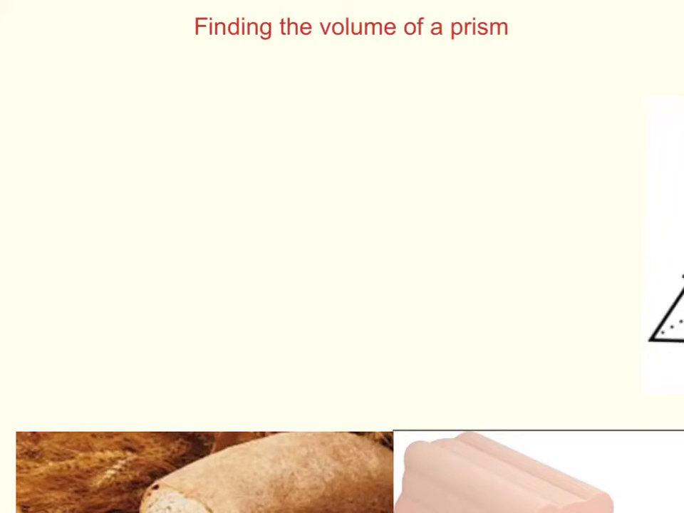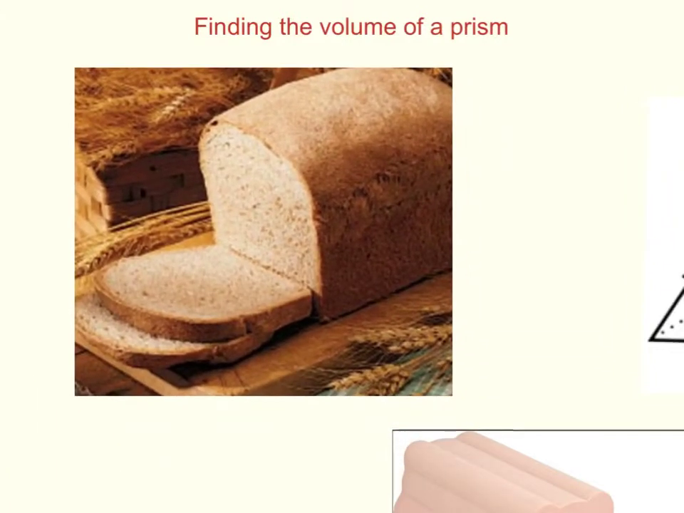Prisms are shapes that are the same all the way through. For example, this loaf of bread. Wherever I decided to cut my bread, anywhere around the bread, I would get the same shape, this kind of shape, which is what each loaf looks like.